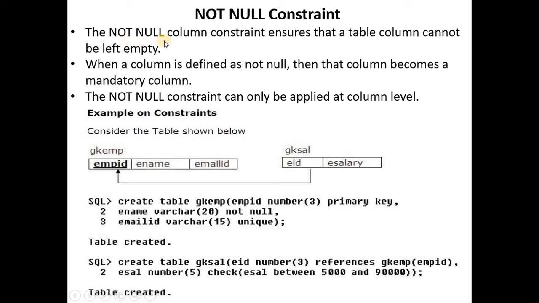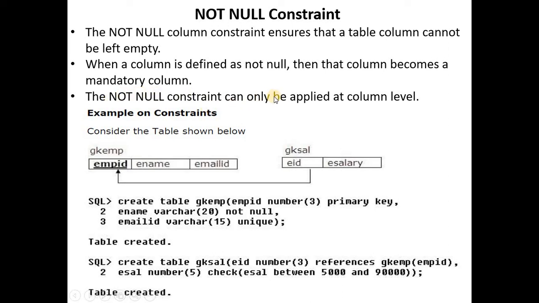Let us see the not null constraint. The not null column constraint ensures that a table column cannot be left empty. As the name suggests, not null means the column should not be null, so it should not be left empty. Something has to be there in that column. So when a column is defined as not null, that column becomes a mandatory column to fill in. You cannot keep it blank. Whenever you are trying to insert a row, that column has to contain some value. It cannot be left empty.